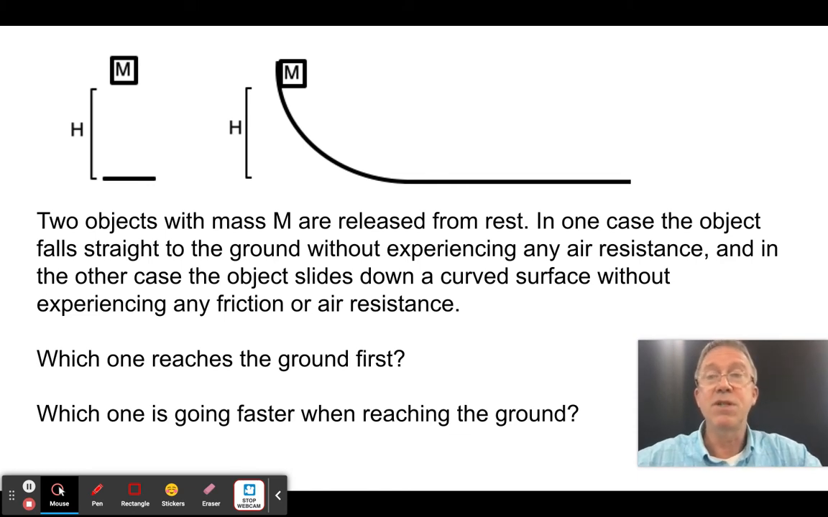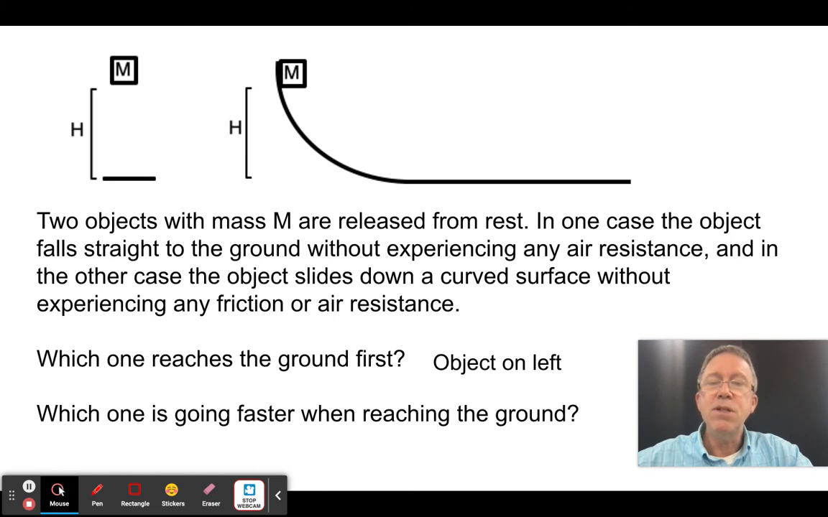So College Board loves to present you with things like this. This object is going to fall straight down. This one is going to follow this curved path, right? So which one's going to reach the ground first? Well, clearly this one went a shorter distance. It was accelerating at a higher rate the whole time. So clearly this one's going to get to the ground first.